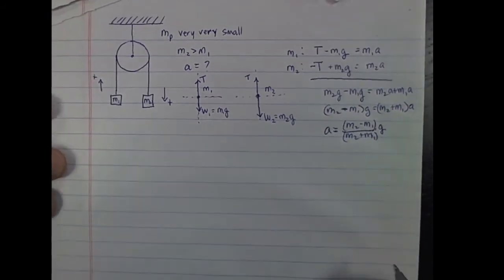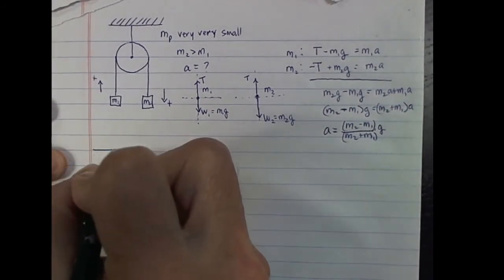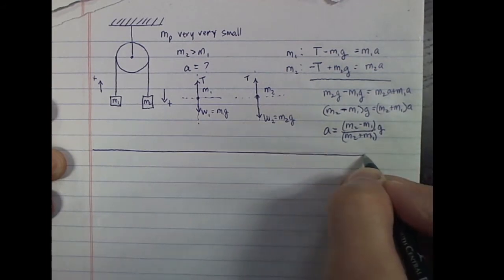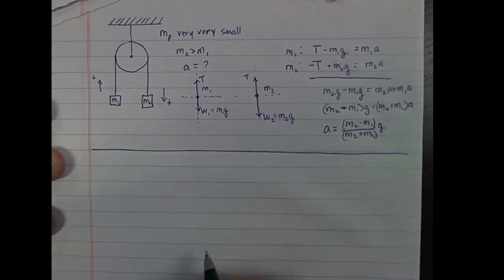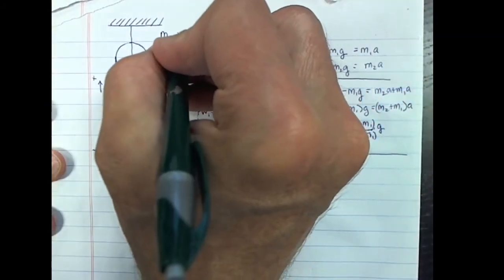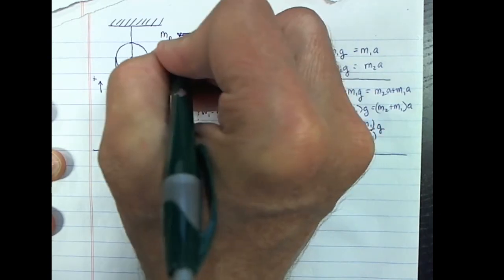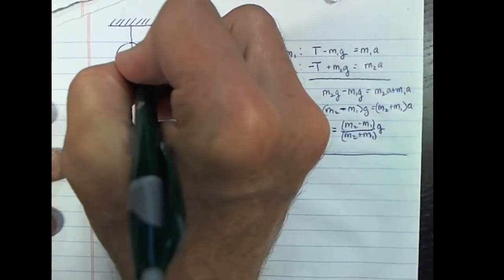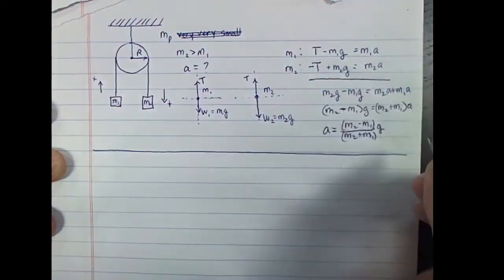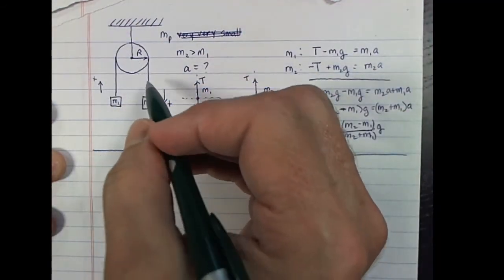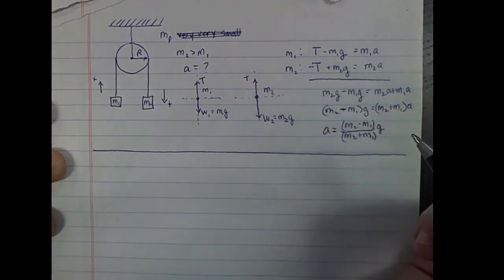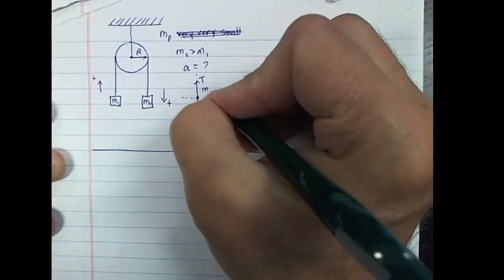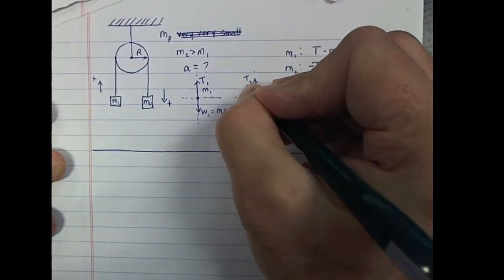Okay, now let's complicate things just a little. Let's see how it changes things. Let's say now that the mass of the pulley is not very, very small. It has a mass MP and a radius R. Now we can no longer assume that these two tensions are the same because this pulley is going to provide some resistance to motion. So now we're going to have T1 and T2 here.